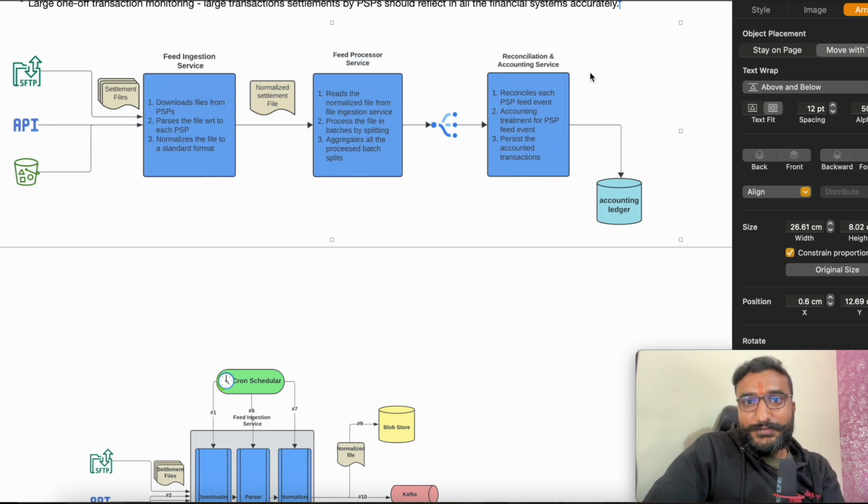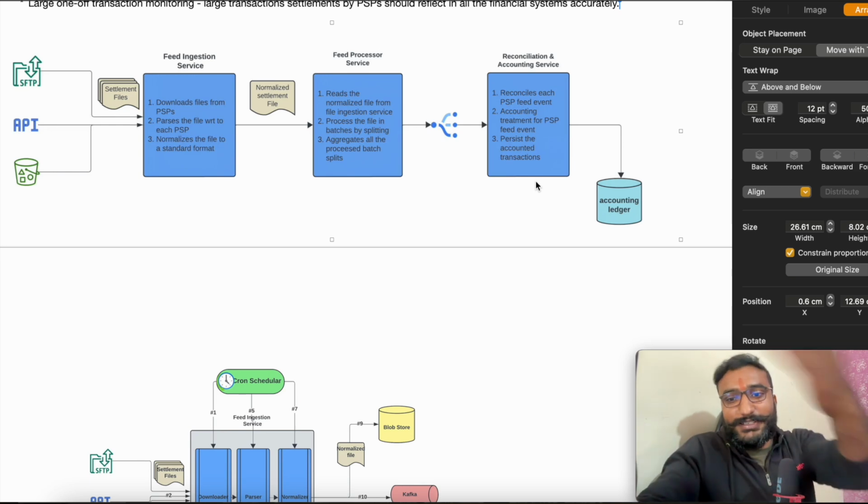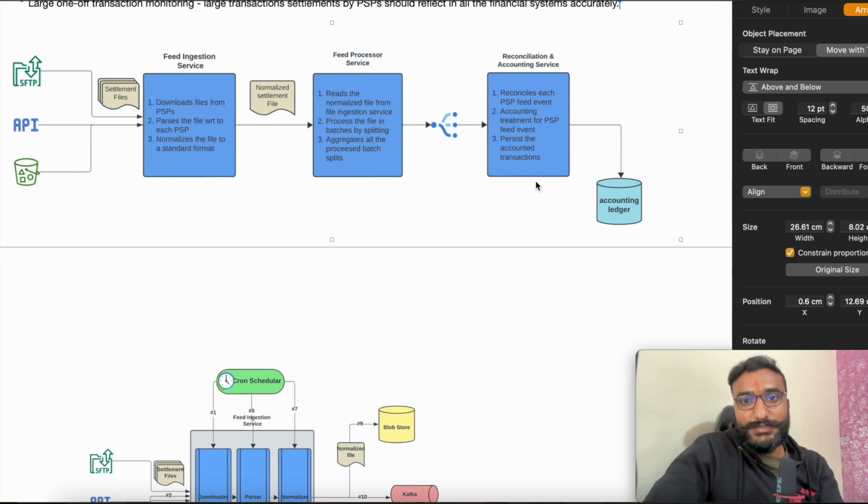So basically, in case of reconciliation, every event which is generated from the file will reconcile against the payment which is already present in our system. Okay, once that is done, then your accounting system kicks in where you generate a transaction event, which can be further consumed by the downstream systems, and finally it is saved to the accounting ledger for any historical purposes or audit trails.